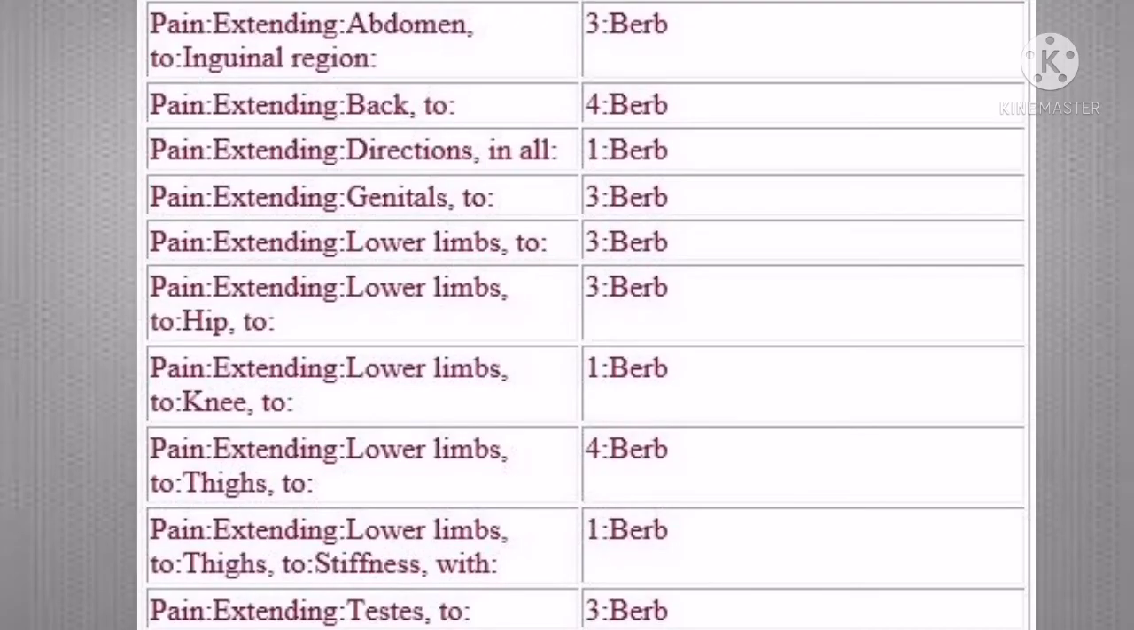After doing the repertory with the symptoms of renal stones, most of the renal stones show the importance of Berberis. Say how much importance: pain extending from the abdomen to the inguinal region is Berberis, extending back is Berberis, extending in all directions is Berberis, extending to genitals, to lower limbs, lower limbs to hip, lower limbs to knee, lower limbs to thigh. Most of the symptoms cover Berberis.